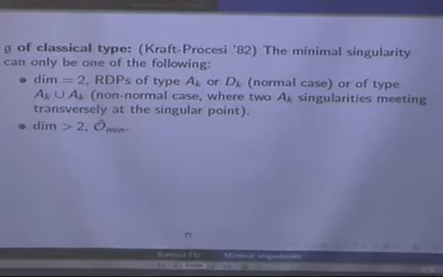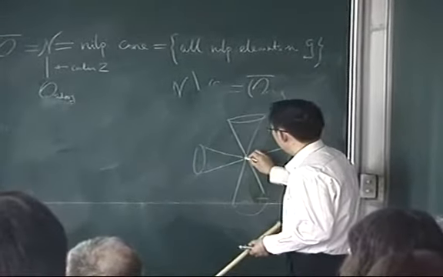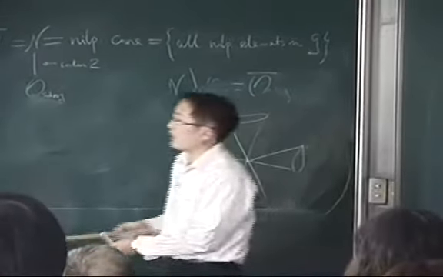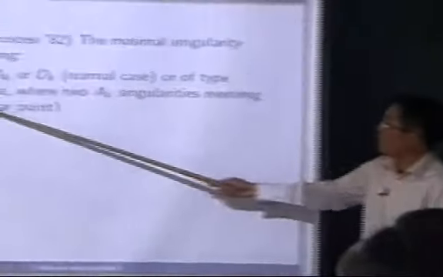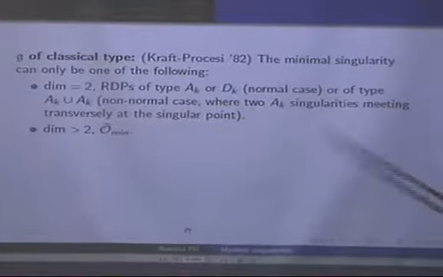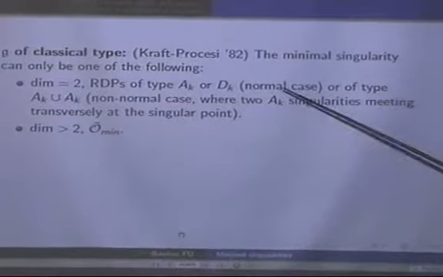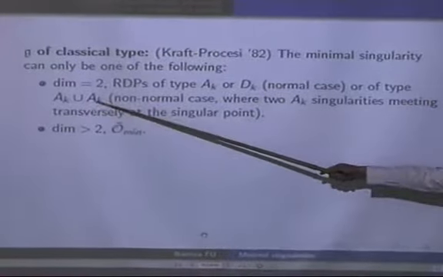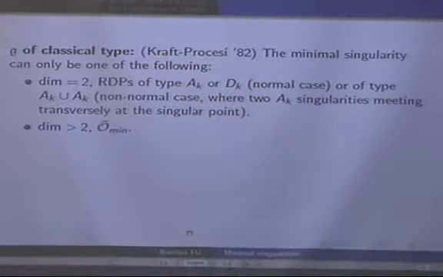For example, A1 type is something like this. So this is A1 type. So A1 union with A1 is something like this. So this is the singularity of this one. And in this case, this is a non-normal case, meaning the closure of the orbit is not normal, and only in this case. So in dimension 2, they just find A, D and also this particular form.